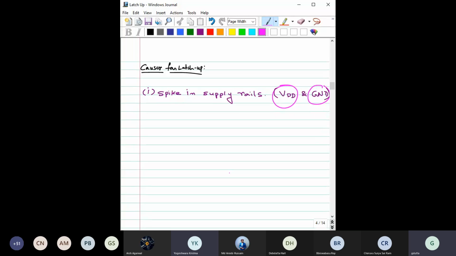Okay, now we are saying that there might be a sudden spike because of the supply rails, right? Can you think of some practical reason why this spike might be possible?